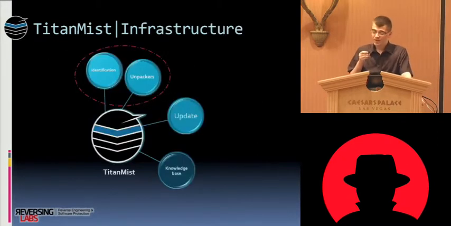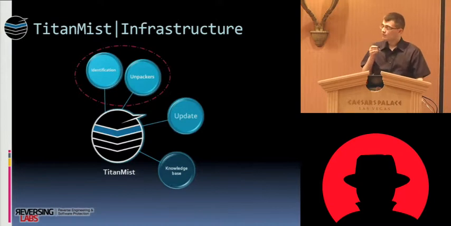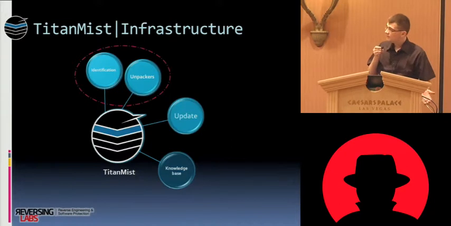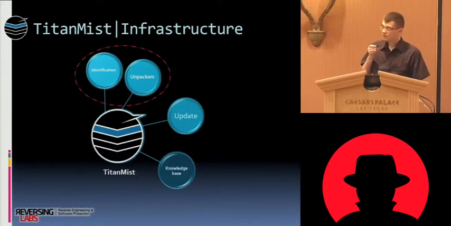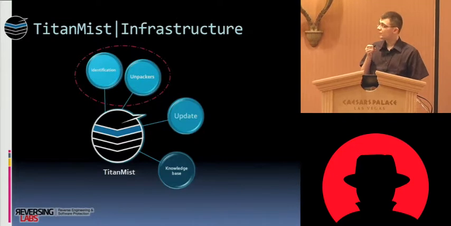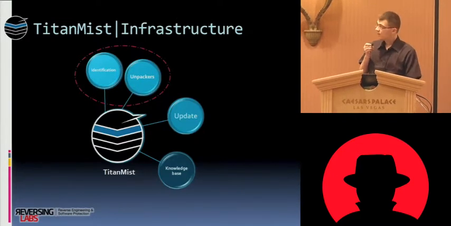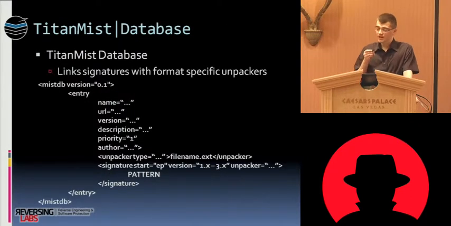So the infrastructure behind the TitanMist project is really simple. The TitanMist unifies both identification and unpacking in a single layer, and it has an update feature, and at the back end it has a knowledge base that serves as a reference point for further research. So the knowledge base is just the back end information for your research, and has some samples and whatever you need to conduct your research. The basic layout of the database is as follows on the screen. In a nutshell, it's an XML database which has the following features.